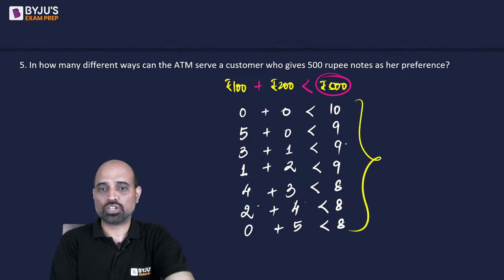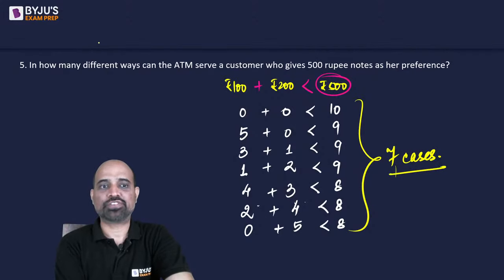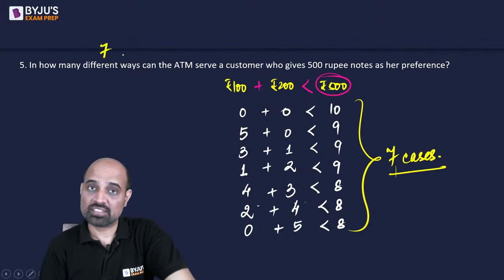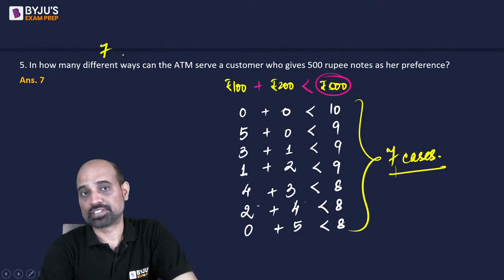So we get a total of 7 cases. So there are 7 different ways by which the ATM can serve a customer when 500 rupee notes is given as the preference. Okay.